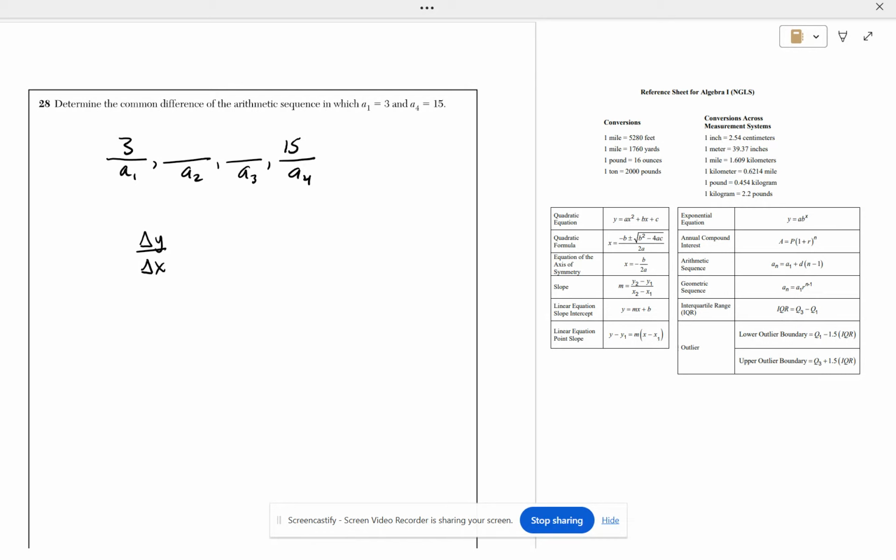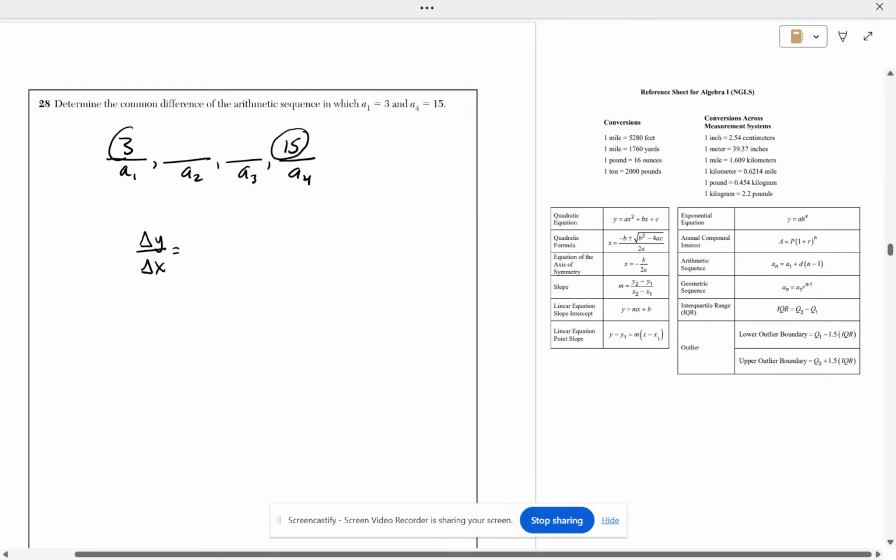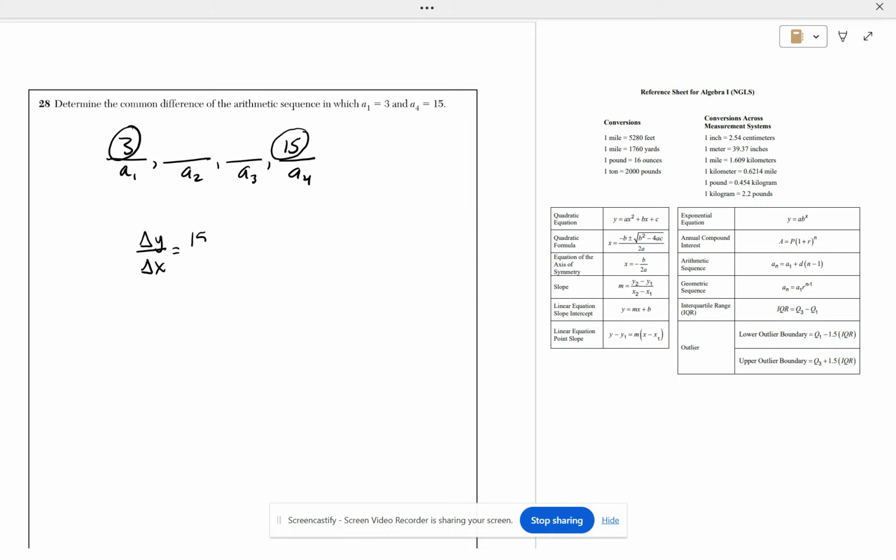Since an arithmetic sequence is considered linear in nature, you're adding or subtracting the same number every time, you can figure out what the common difference is by basically calculating the slope, right? So let's make sure we understand what part goes where. We would take these two pieces, right? These are the sequence terms. I would take the last sequence term minus the first sequence term.